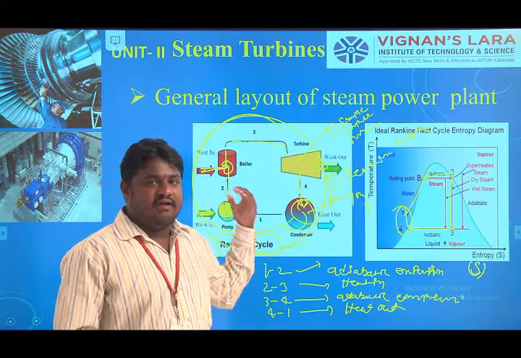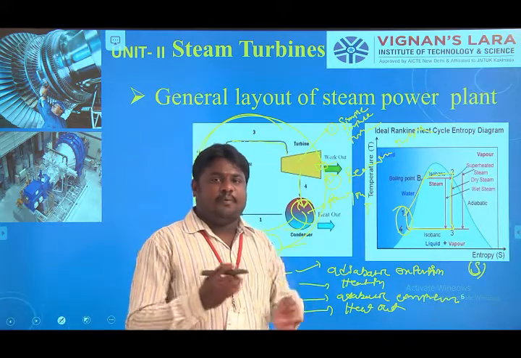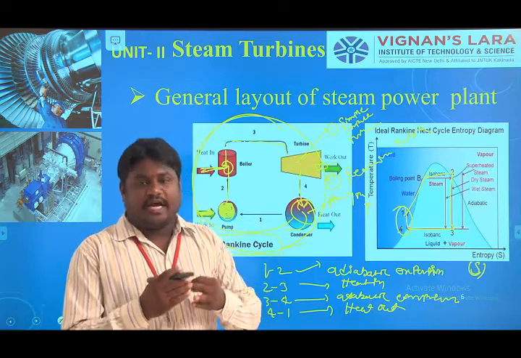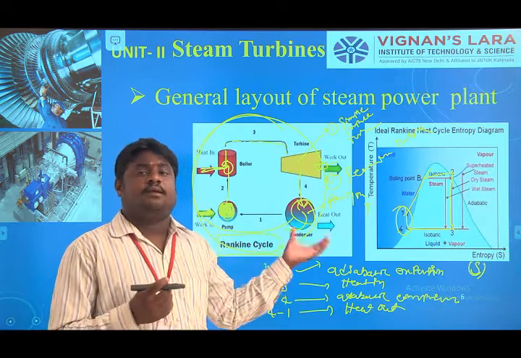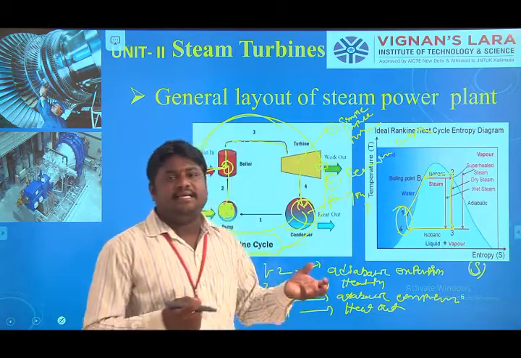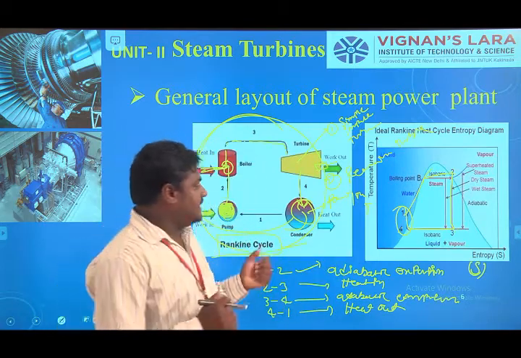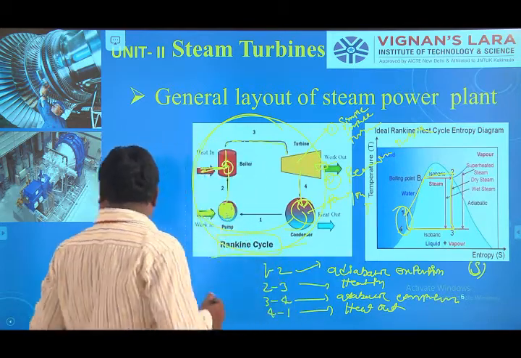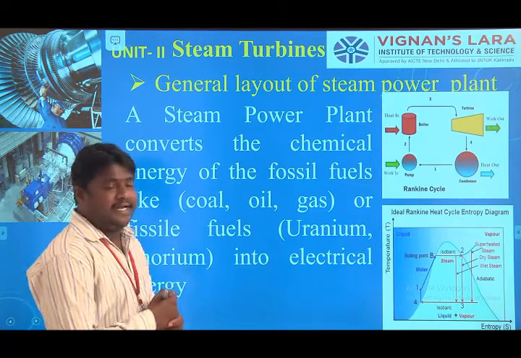We discussed in the first unit, the IC engine, open system, closed system, and isolated system. Isolated means adiabatic. An example of adiabatic is a thermoplast. And this is the general layout of a steam power plant.